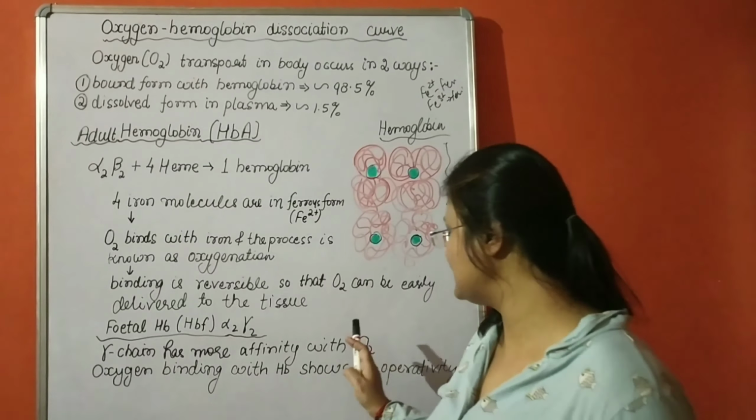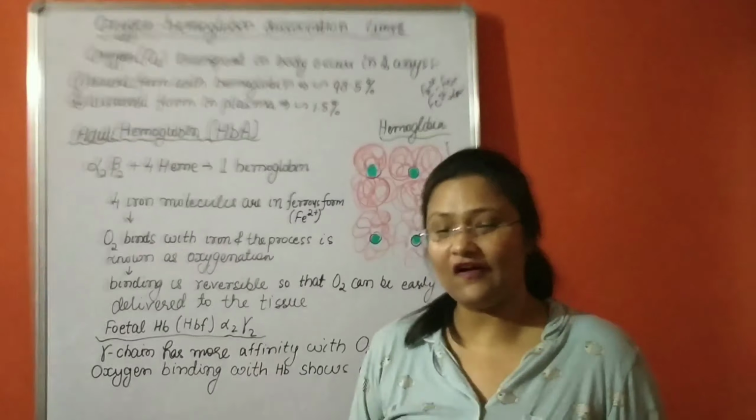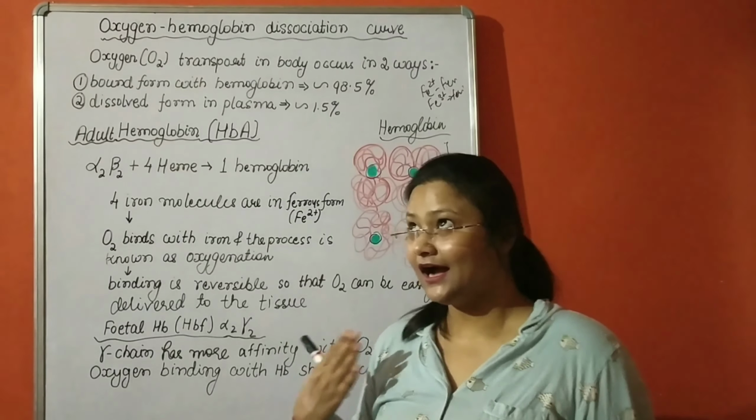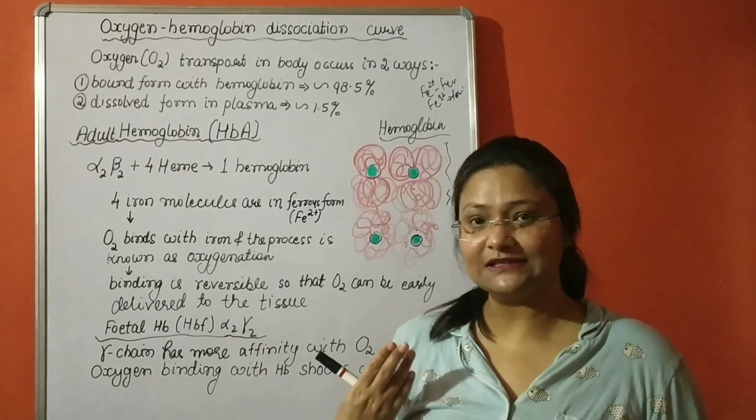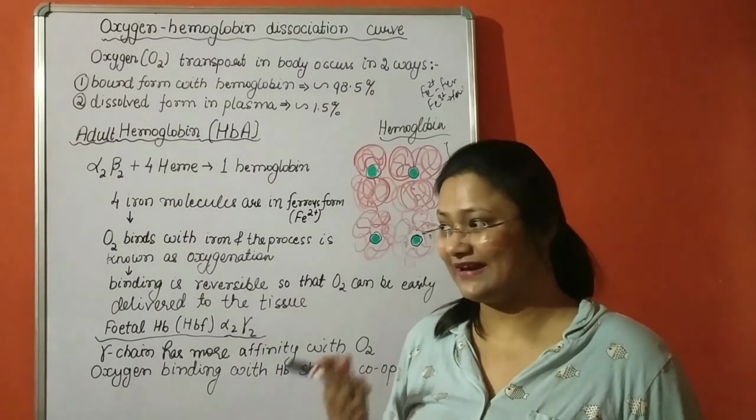Simply speaking. Also, in the fetus there is hemoglobin, but that hemoglobin has 2 alpha and 2 gamma chains. The gamma chains have more affinity for oxygen. That is why fetuses and small kids have very glowing skin. They have red, pink cheeks. It's because they have gamma chains.